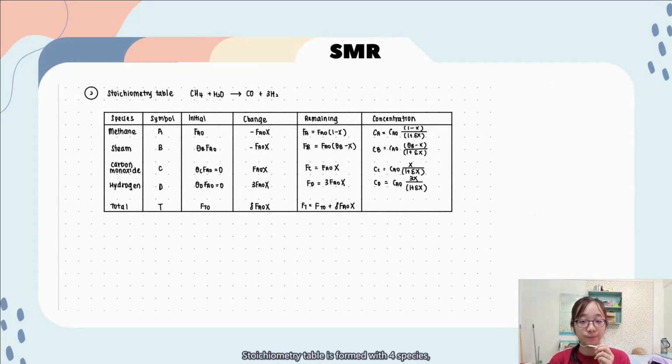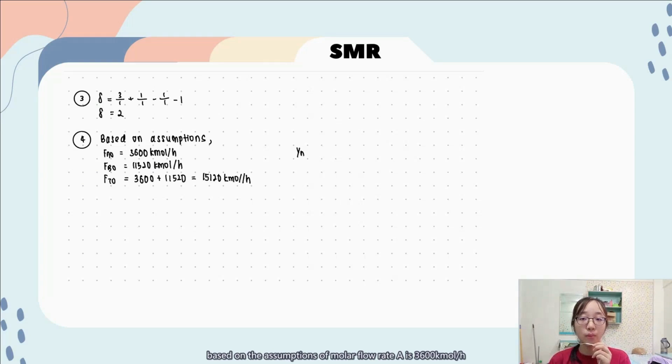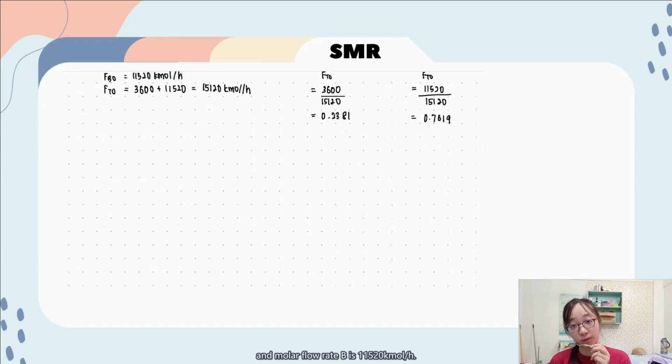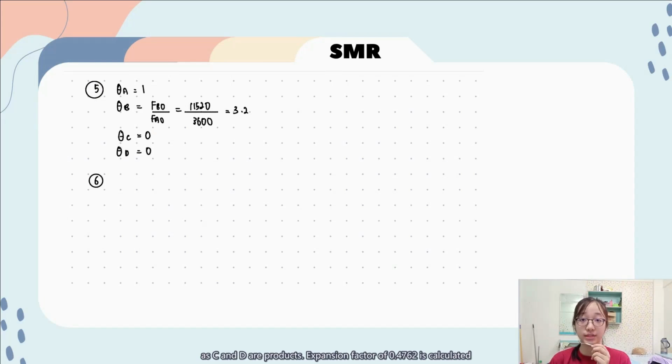Stoichiometry table is formed with 4 species: methane, steam, carbon monoxide, and hydrogen. Inert species is absent as pure methane and water is used. The sigma obtained is 2 and YA0 is 0.2381 while YB0 is 0.7619 based on the assumptions of molar flow rate A is 3600 kmol and molar flow rate B is 11520 kmol per hour. Next, theta B obtained is 3.2 while theta C and D is 0 as C and D are products.